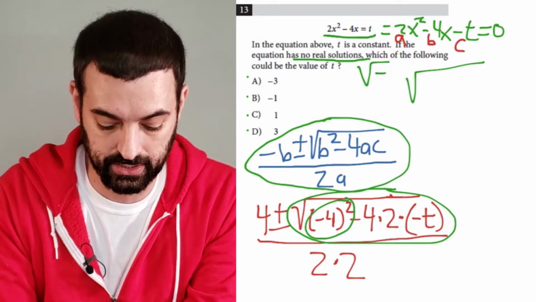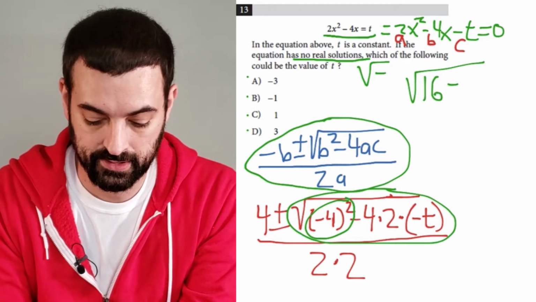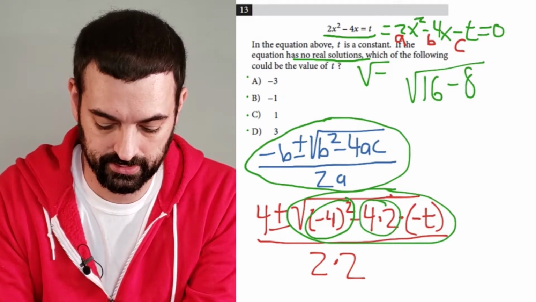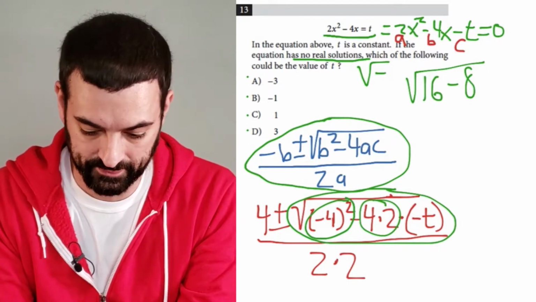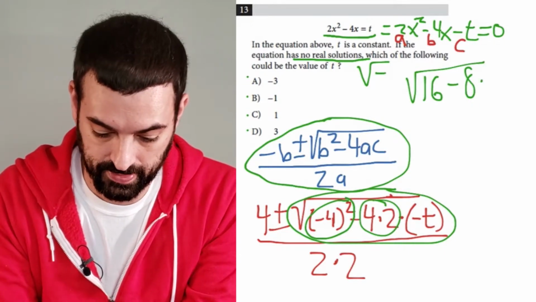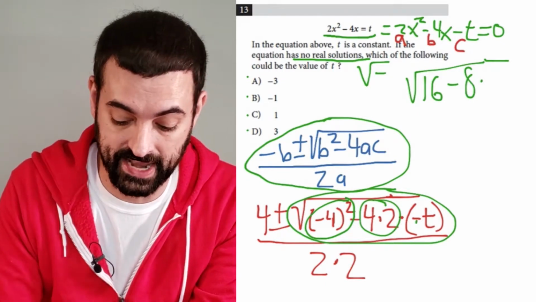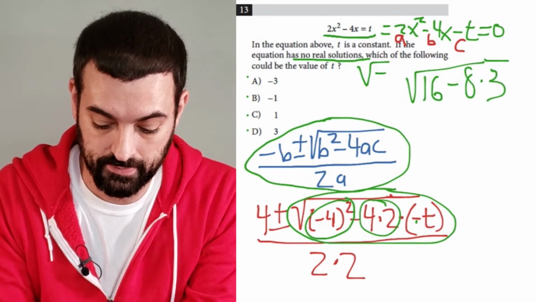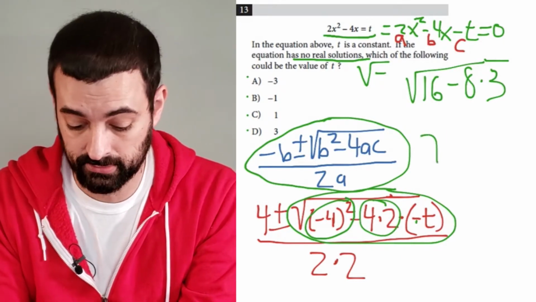I've got negative 4 squared, that's the same as 16, minus 4 times 2, that's 8, times negative t. What is 8 times negative 3? We've got negative t, negative 3. That's going to be the same as 8 times positive 3. And that is 24.